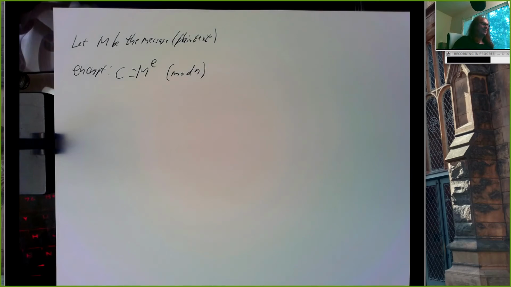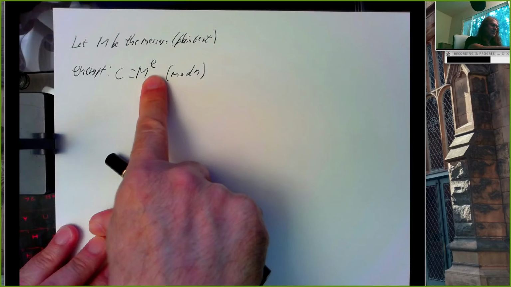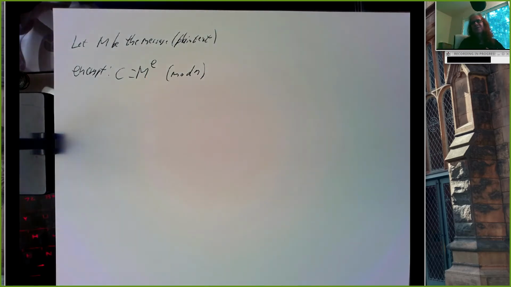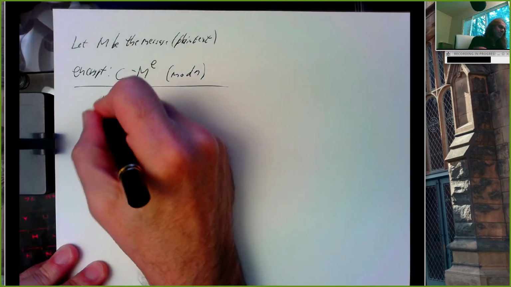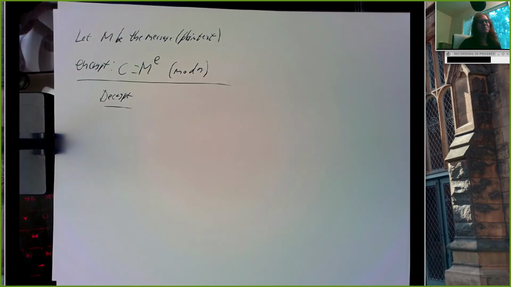All right. So this is how we encrypt. Take your message, raise it to the power E, reduce it modulo N, and you get some big long number. And that's the encrypted version of your message. So how do we decrypt? And this is where all the magic comes in.